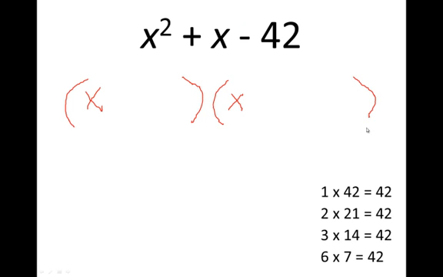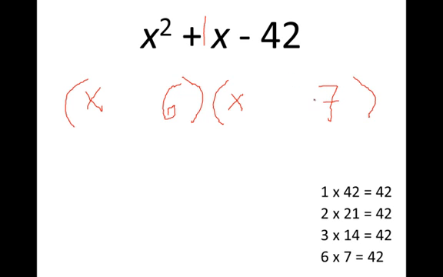Then I'm going to look at my pairs here, and I'm going to think which one, if I were to add or subtract, will give me a 1. Because remember, even though we don't see it here, there's technically a 1 right there. So I'm going to see which one will give me a 1. Well, my 6 and 7, if I subtract them, I'm going to get a 1. So I'm going to write here 6. And I'm going to write here 7.